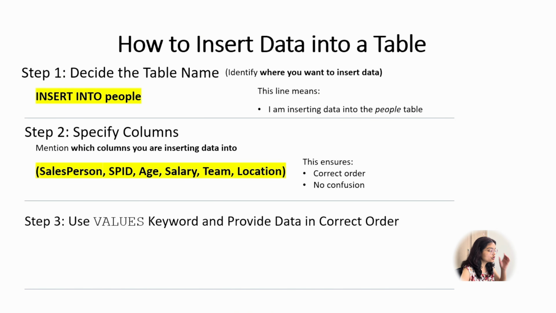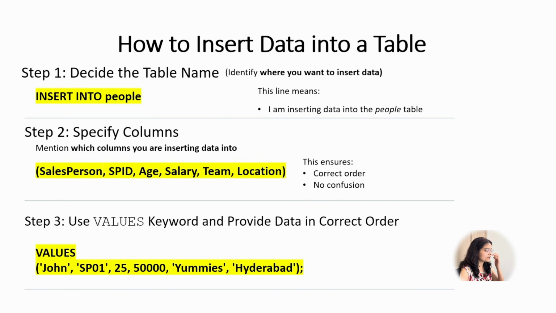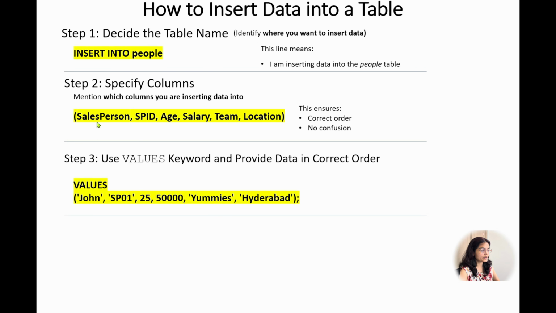The next step would be that you start actually inserting the values inside those columns. And they would be something like this, right? So you would write values. After insert into people, you would specify the columns, and then you would write values, and below the values, you will actually write the values that you want to enter in that table. So my first column was salesperson, right? Now the salesperson's name was John, the SPID was SP01, the age was 25, the salary was 5,000, team name was Yummies, and location was Hyderabad. So this is how you are going to specify the columns and then the values inside that, okay?